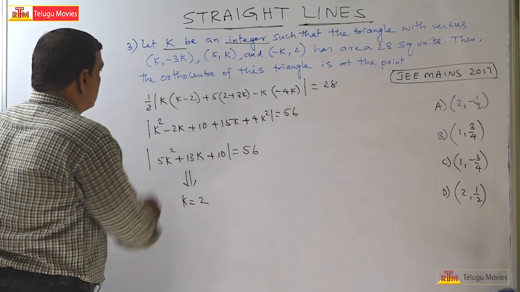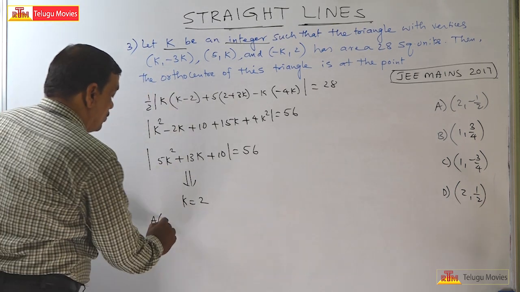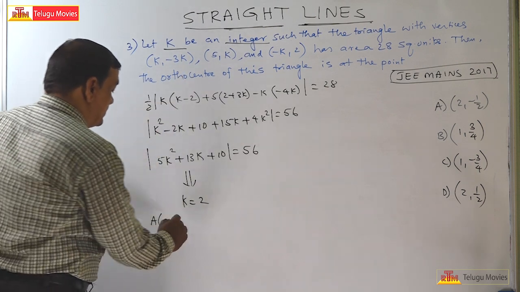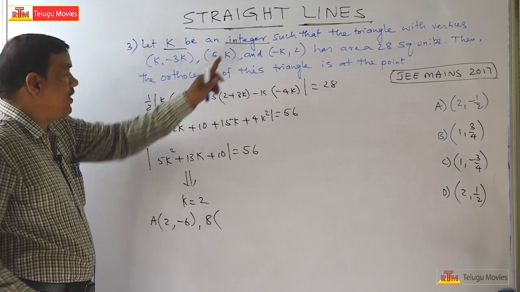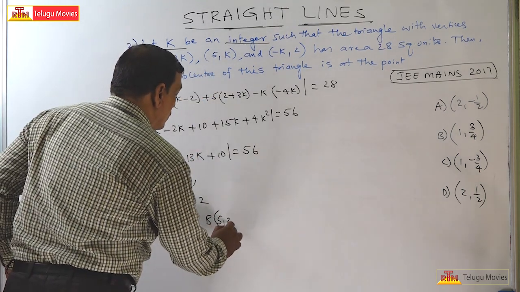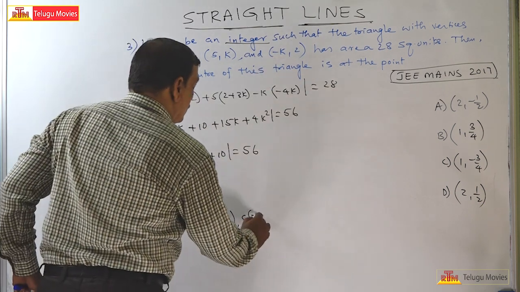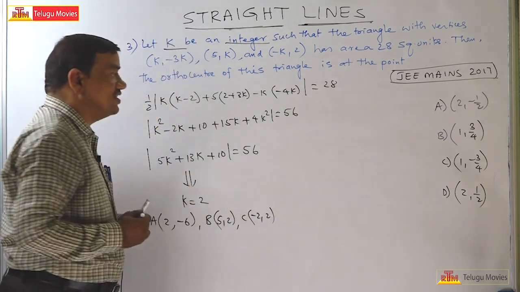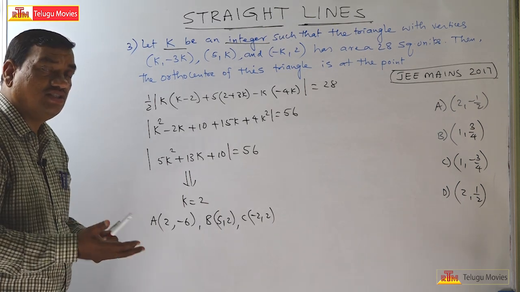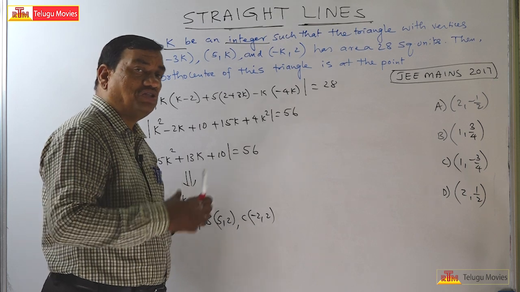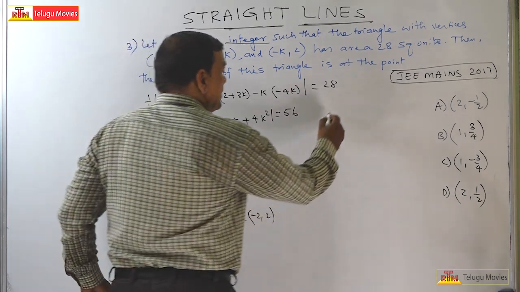Therefore our vertices are, let us call it as A. So what are your vertices? This is equal to (2, -6). What are the vertices of B? (5, 2). What are the vertices of C? (-2, 2). So these are the vertices of the triangle ABC. After knowing the vertices of this triangle ABC, it is very easy to find out the orthocenter of this triangle.